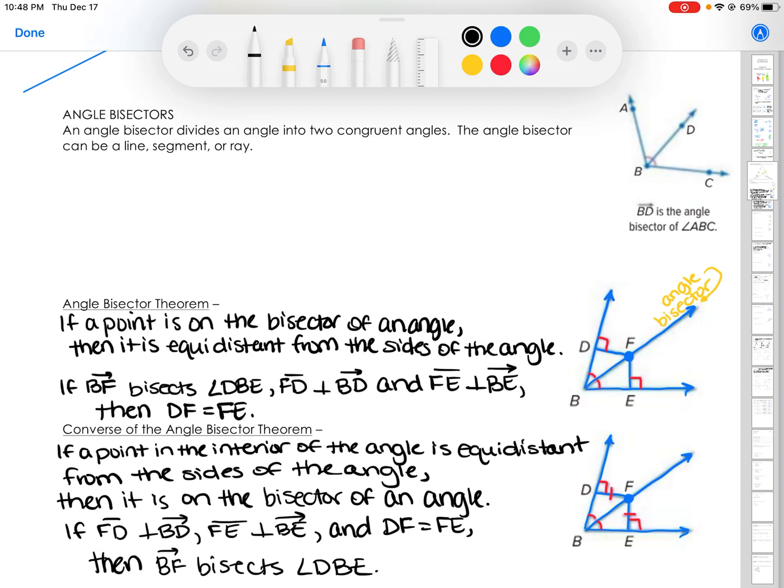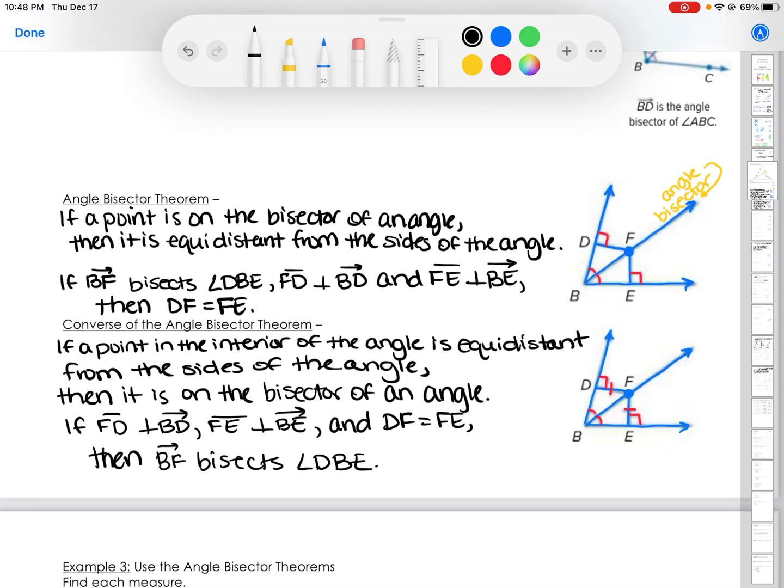The angle bisector theorem states that if a point is on the bisector of an angle, then it is equidistant from the sides of the angle. So in this picture, if BF is the bisector, and we know that FD is perpendicular to one side of the angle, and FE is perpendicular to the other side of the angle, then we can say that DF and FE are congruent to each other, or equal.